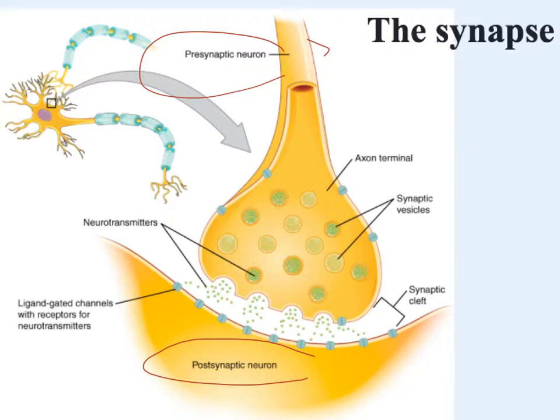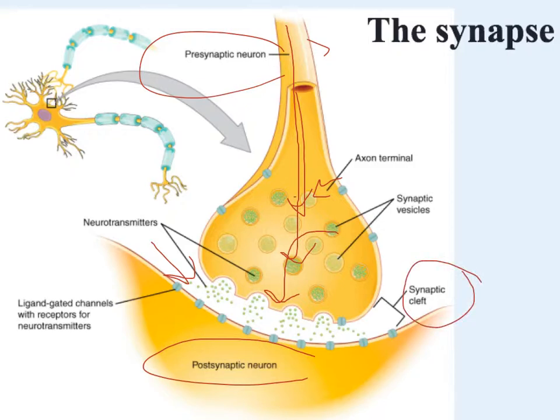So what we have here is a signal that's going to come down to this axon, and then we've got vesicles here which contain neurotransmitters. That signal, that action potential that comes down, is going to tell those vesicles to fuse with the membrane here on the axon and to deliver its contents through exocytosis. So it's going to exocytose these neurotransmitters into what we call the synaptic cleft, this space.